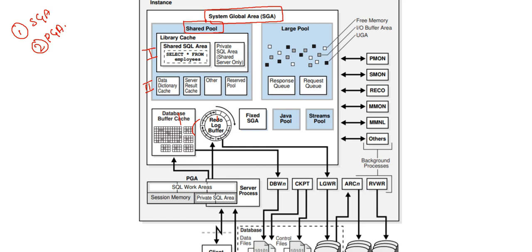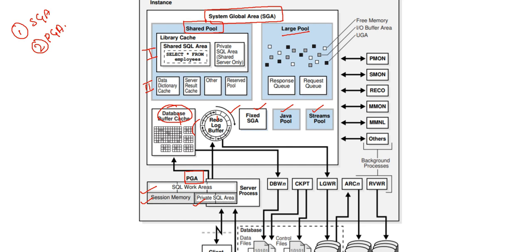We have a few more other components like server result cache, others, reserved pool, that we are going to discuss in the later section. The most popular thing present in our shared pool we are going to discuss today. Apart from that, we have a large pool and database buffer cache that we have discussed in the last sessions, redo buffer cache, fixed SGA, Java pool, streams pool, and all that. The second memory component is PGA. Under PGA we have a few more sub-components: SQL work area, session memory, SQL private area, and all that.